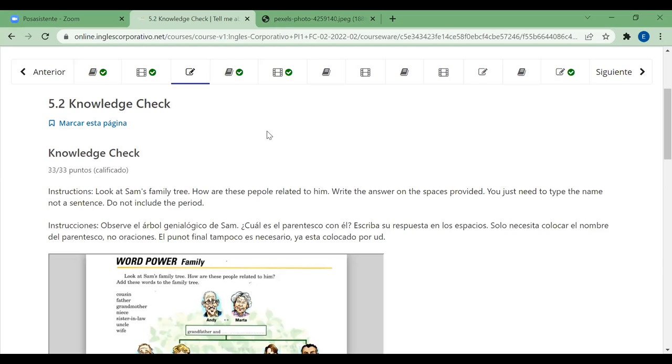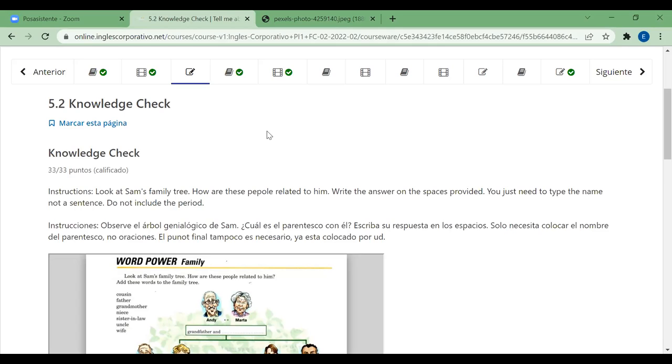This is the first time I hear this term. So, can we say tía abuela in English? I don't think so. It doesn't exist in English. But let me investigate and I'm going to tell you later, right? Tía abuela in English. Oh, great aunt.